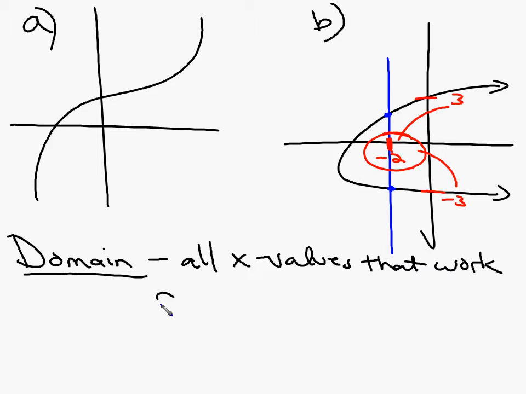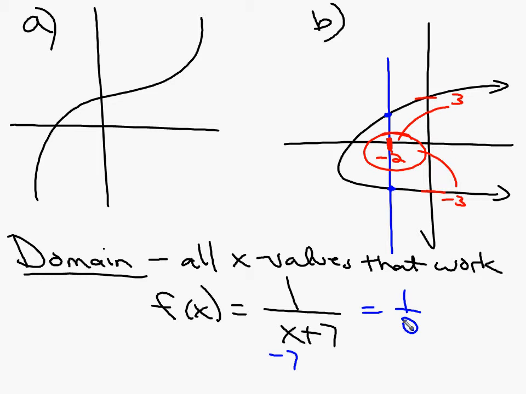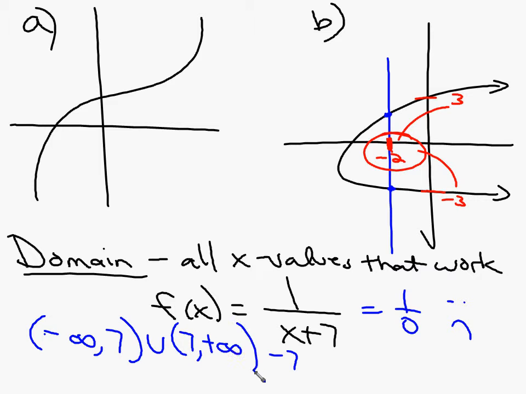Okay? For example, I'll do an easy one. Let's say I had f of x equals 1 over x plus 7. This is an easy one. What is one number that function will spit out? Negative 7. If I put a negative 7 in right here, I get 1 over 0, which is a problem. Frowny face. So that means the domain of this one would be negative infinity to negative 7, we do not include the negative 7, union negative 7 to positive infinity.